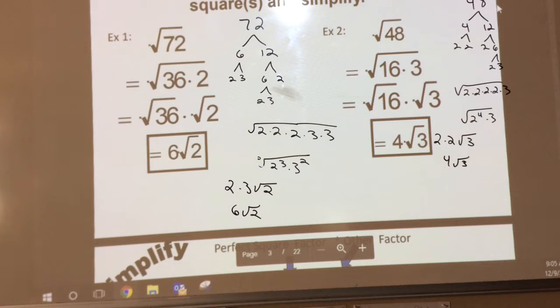If you only pulled out 2 of the 2s from 2 to the 4th, why is there none left? Because when you pull out the 2, you have to have 2. Two on the inside equals 1 on the outside. This is a great example.